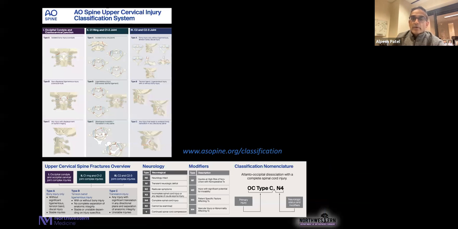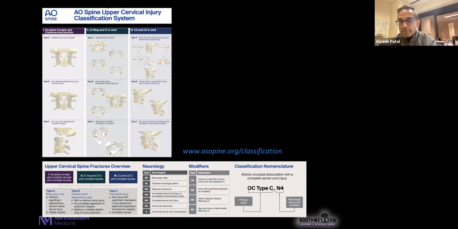And then just as a summary, the AO has a really good website and a really good summary of their classification systems. This is just, again, so you guys have it for the future, pause it or screenshot it. And you've got the ability to go through that same pattern of injuries that we just went through, starting at the occiput, C1 ring and C2 and C joint, and then going down to C2 and C3.